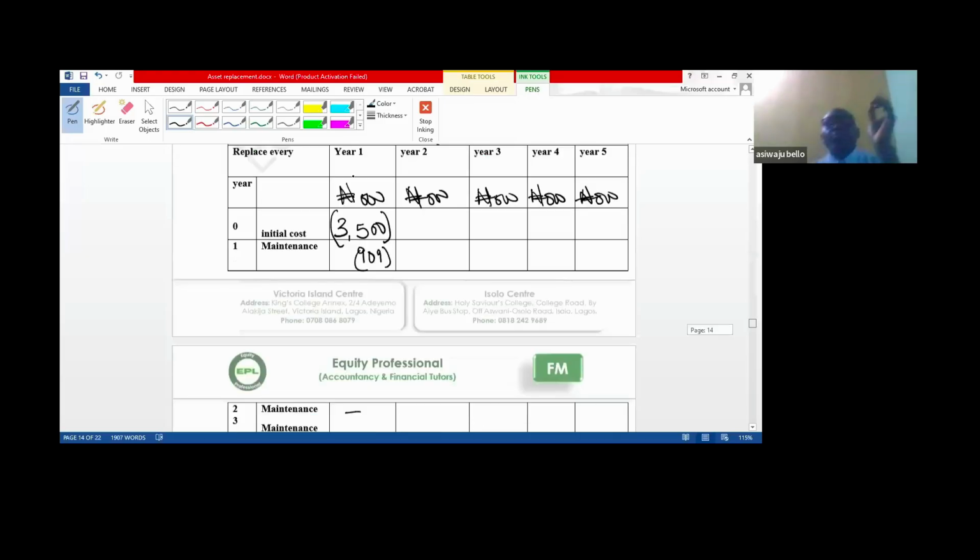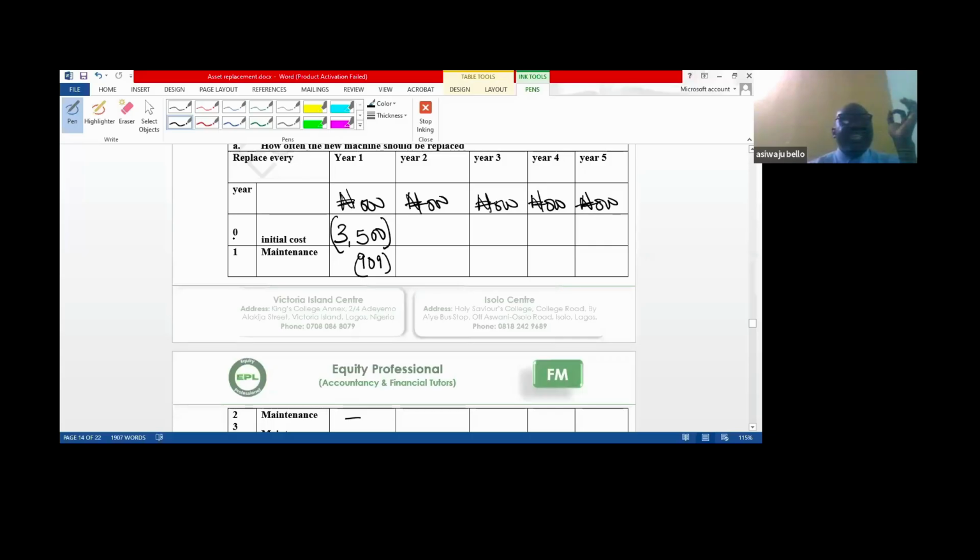Look at option 1. I can replace after 1 year. I'm going to buy the asset in year 0. I will incur running cost in year 1. The running cost is 1,000 for year 1. I will now look for the present value of that 1,000. That gave me 909. After year 1, I'm going to sell the machine at a scrap value of 2 million. That money will come in year 1. The present value of scrap value is 1818.